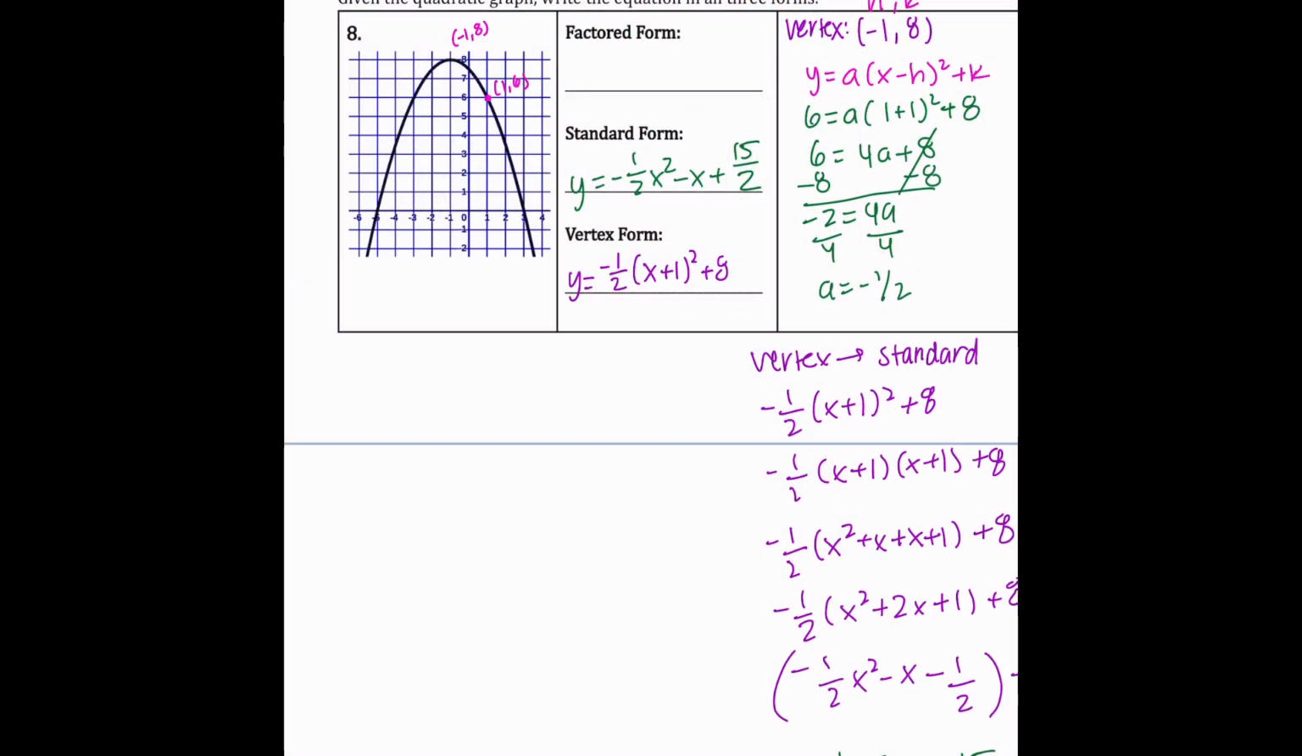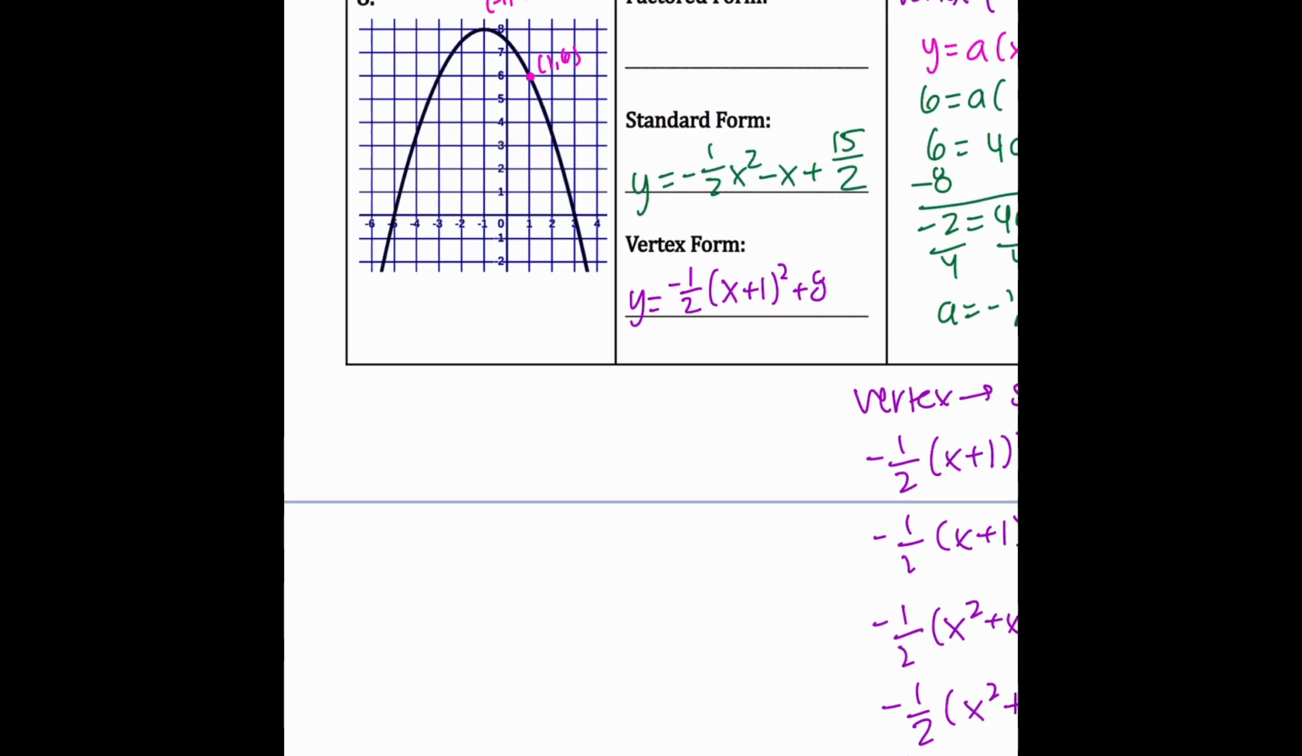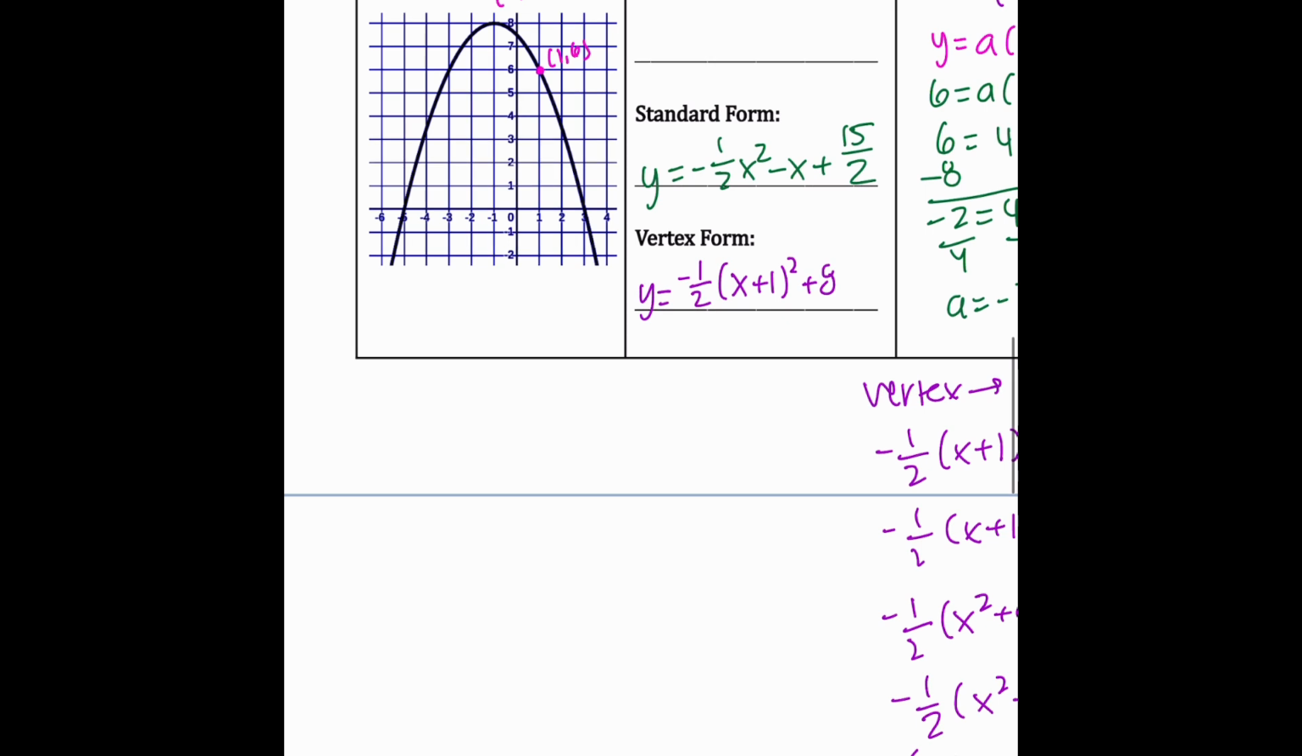Normally I could take my standard form and multiply it out by using the box method, but I do have fractions, so that's not really efficient. So another way of doing this is taking my x-intercepts, because we know that factored form should give us our x-intercepts, and here are my x-intercepts. Remember, x-intercepts are any points that hit the x-axis, and that is my x-axis. So my x-intercepts are negative 5, 0 and 3, 0.